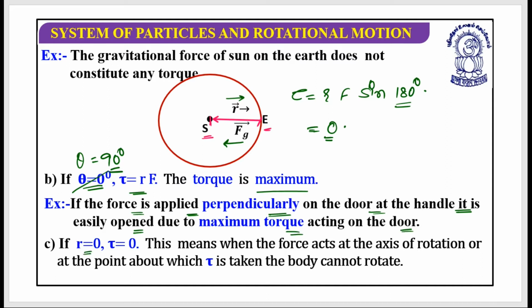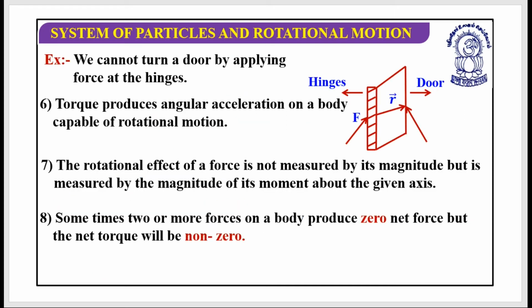And if r is equal to 0, I mean if the perpendicular distance is 0, then the torque will be 0. This means that when the force acts at the axis of rotation, or at the point about which torque is taken, the body cannot rotate. We will discuss these points, but you just understand first. We cannot turn a door by applying a force at the hinges.